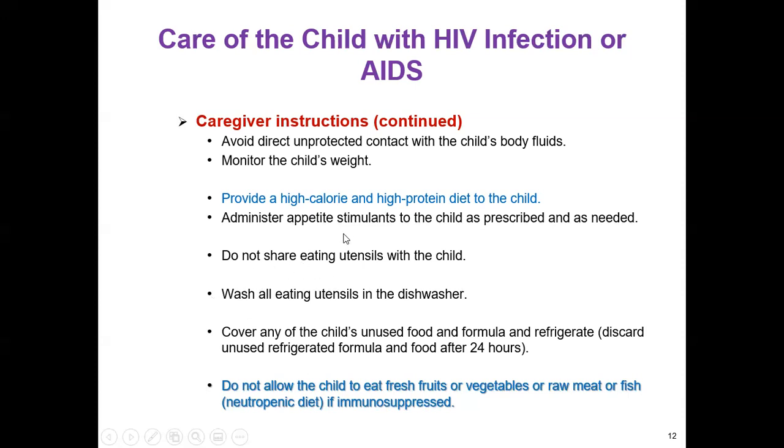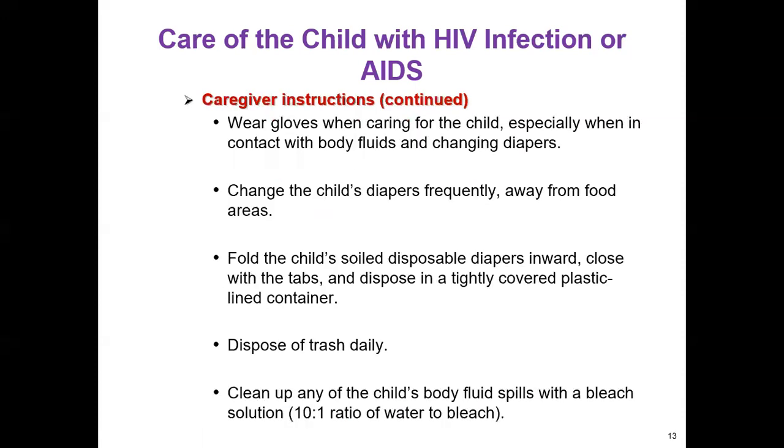Do not share eating materials. Wash all eating utensils or cover any of the child's unused food, and do not allow the child to eat fresh fruits or vegetables or raw meat or fish because they are a source of infection, and our baby is immunocompromised.